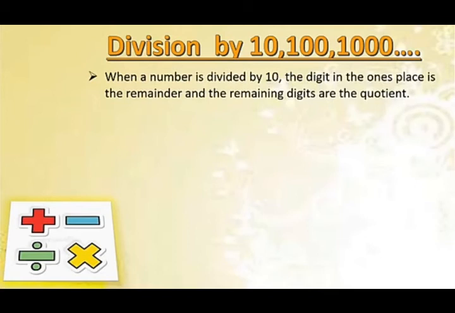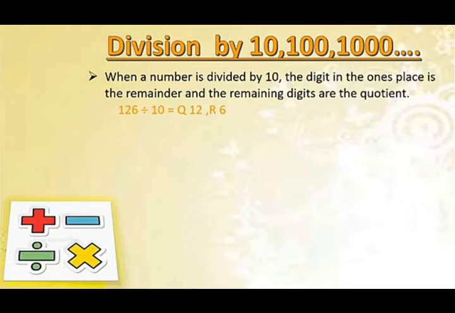Now let us see division by 10, 100, 1000, etc. When a number is divided by 10, the digit in the ones place is the remainder and the remaining digits are the quotient. For example, 126 divided by 10. Quotient is 12 and remainder is 6.